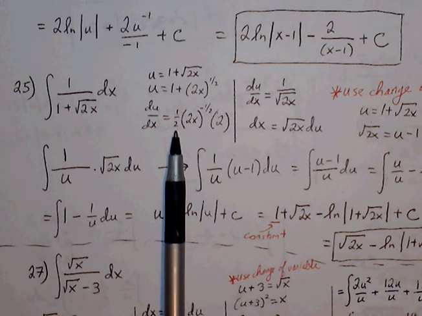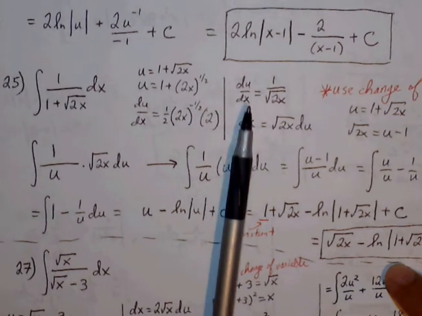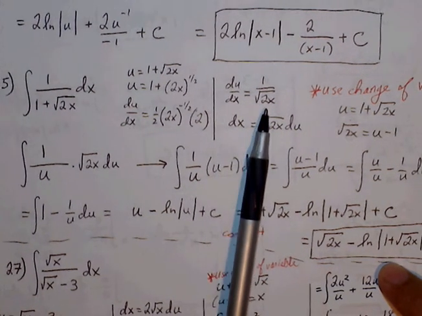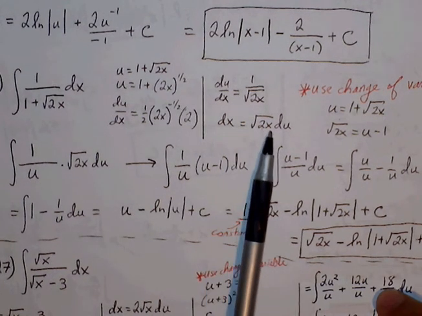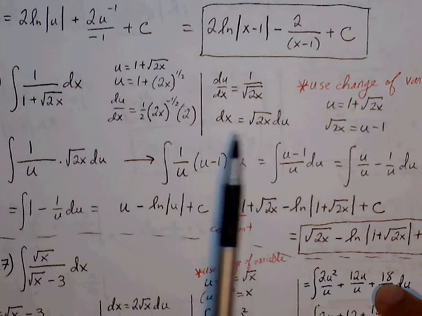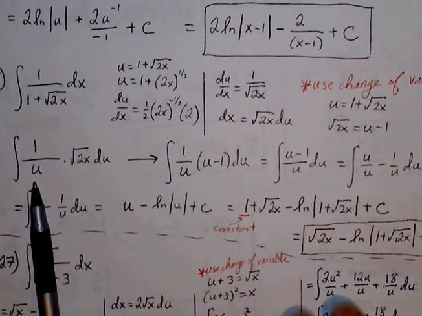The 2's cancel out, cross multiply. Well, we get du over dx is 1 over square root of 2x. Solve for dx, which is square root of 2x du. We make our substitution. The entire denominator gets replaced with u.